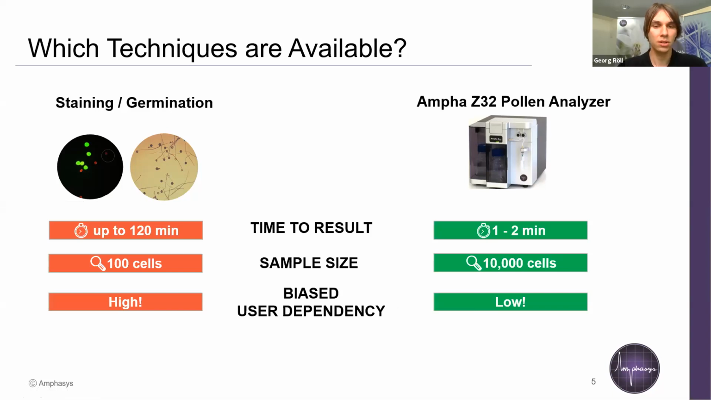And if we are focusing on user dependency, then the germination and staining methods are highly user dependent, because if you're doing 8 hours of germination tests, it's hard work, and I cannot imagine that everyone can perform the same over 8 hours. So it's a high user dependency, and with our technology, you have a low user dependency. You can measure in the morning and also in the evening, and you will always get the same results. You can measure across the world and you will always get the same results.